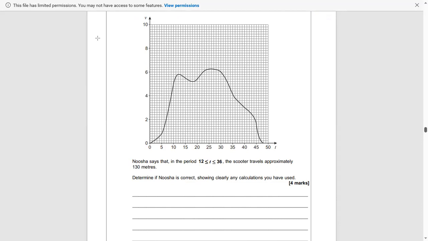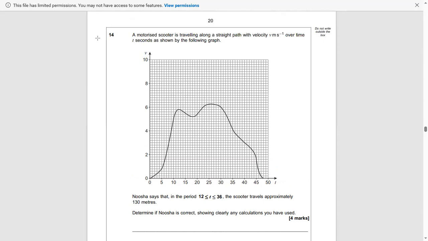So remember that when we've got a speed-time graph or a velocity-time graph, so velocity on our y-axis, time on our x-axis, to get the distance traveled, we want to find the area under the graph. So remember that velocity is the rate of change of displacement. So that means that displacement is the integral of velocity with respect to time. So it's the area under the curve.